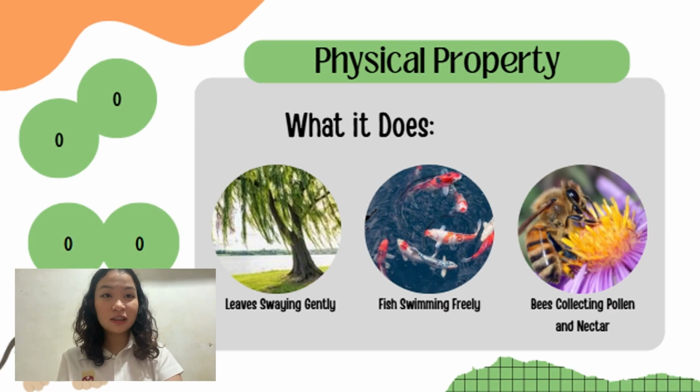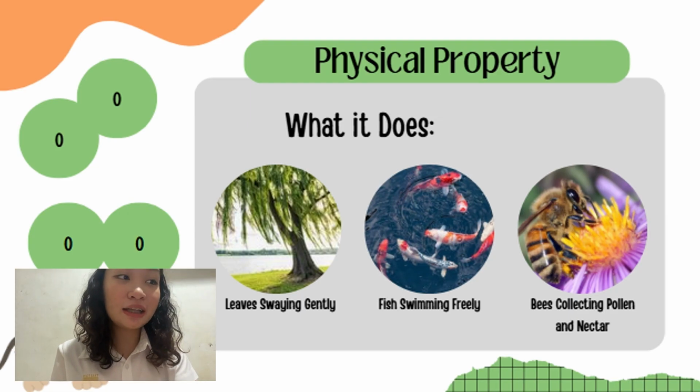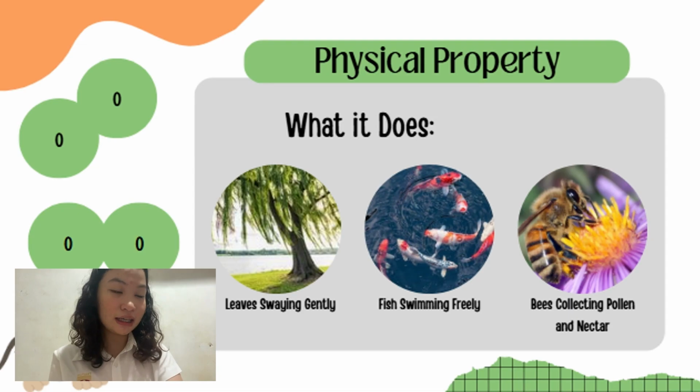For the last physical property, it is what something does. And the examples are the leaves on the tree branches swaying gently. The second one is the fish in the pond swimming around freely. And the last one is the bees collecting pollen and nectar from the flowers.